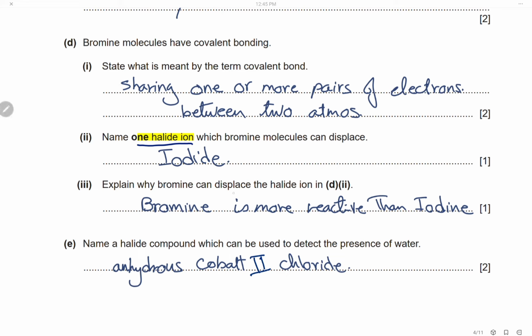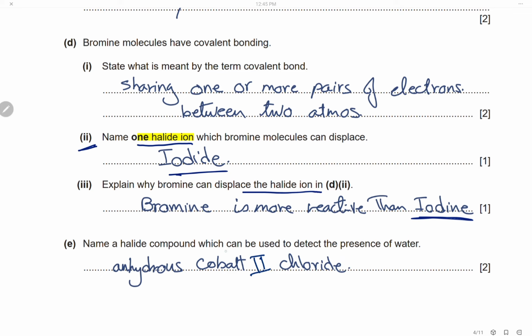Explain why bromine can displace this halide ion. In question 2, bromine is more reactive than iodine. Take care here when you write iodine and iodide. Iodide is the ion and iodine is the diatomic molecule, which is the element. So don't confuse iodide and iodine.